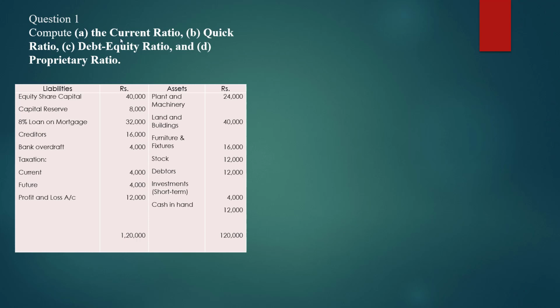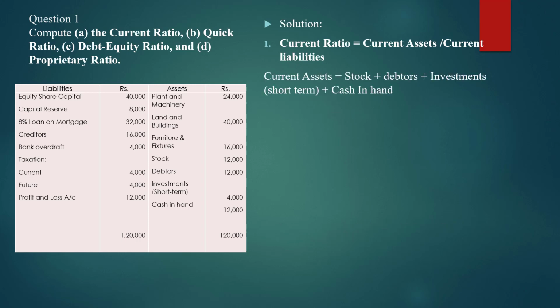Now, we'll see one by one all the ratios, how to calculate them with the help of this balance sheet as per your question. First, we'll see the current ratio. Current ratio is current assets divided by current liabilities. This is the formula. We have to find out all the current assets and current liabilities from the balance sheet, and then we'll put in the values for calculating the current ratio.